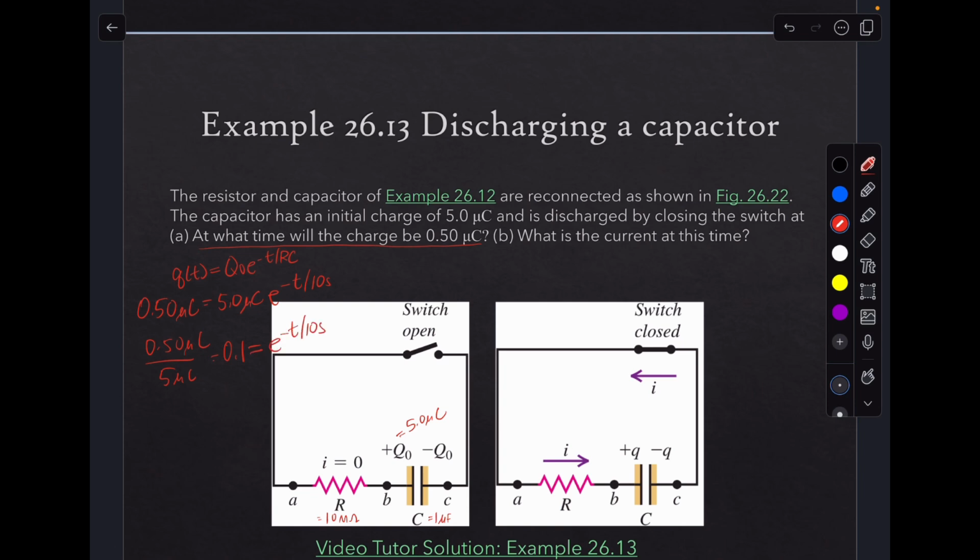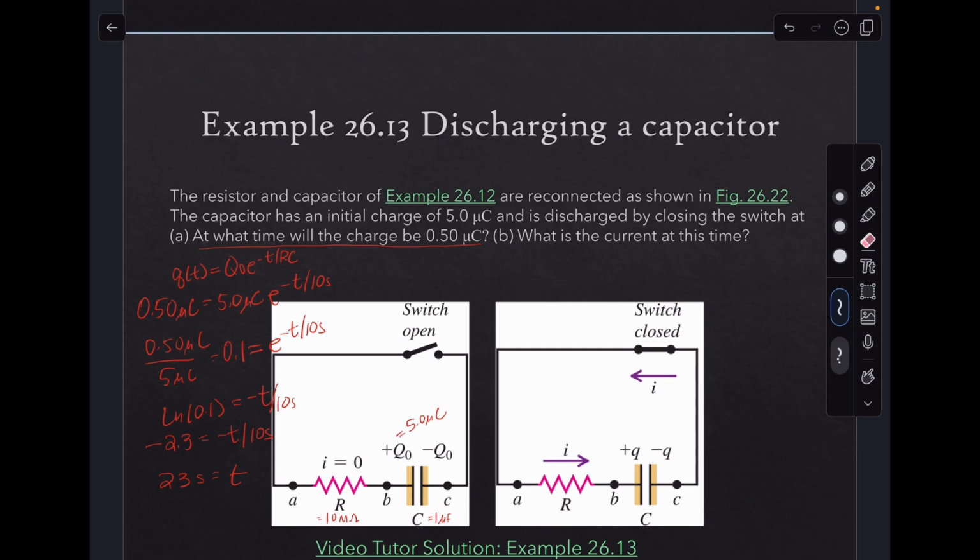So to unlock that, we take the natural log of both sides. The natural log of a number less than 1 is negative, right? Remember those natural log rules. So this is negative 2.3 equals negative t over, oh, I don't know why I wrote RC again, that's 10 seconds. So we're going to multiply by 10 and drop my negatives. So t is 23 seconds.